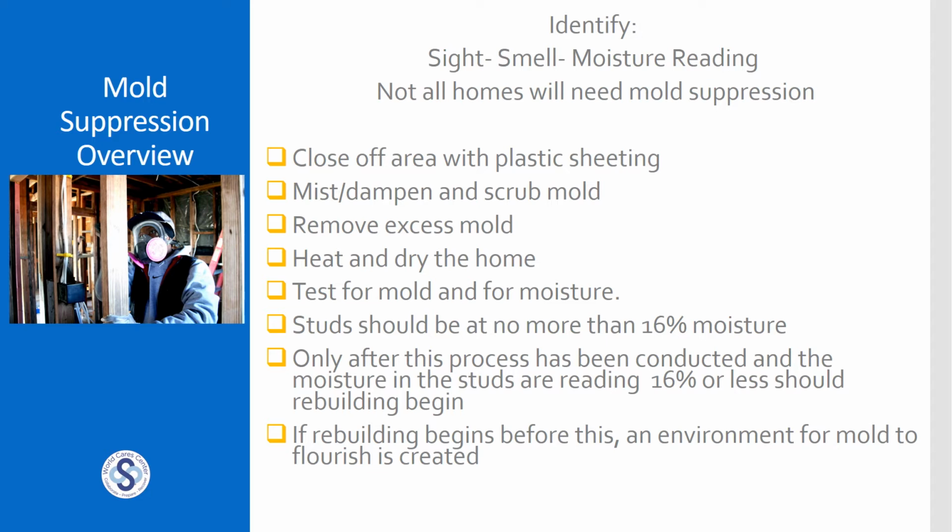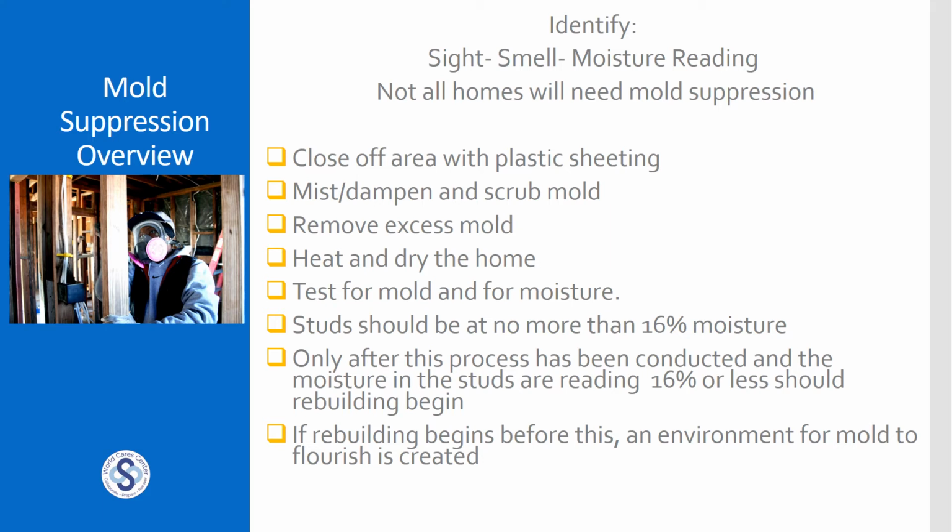Not all homes will need mold suppression, but some may, and you're going to identify mold by sight, smell, and a moisture reading. You'll close off the area with plastic sheeting, mist or dampen and scrub the mold. Remove excess mold from the areas that you see and behind the beams, under the flooring, and all areas where mold can be present. You'll heat and dry the home and do a test for moisture.